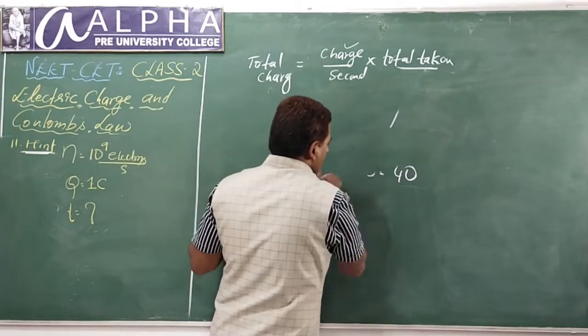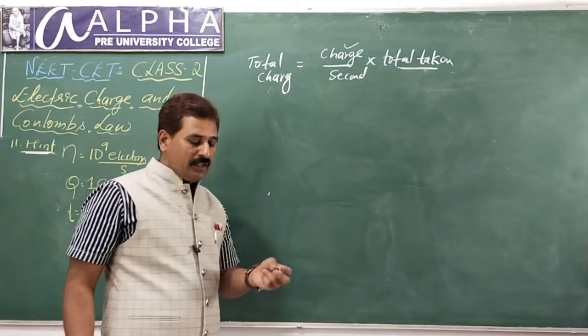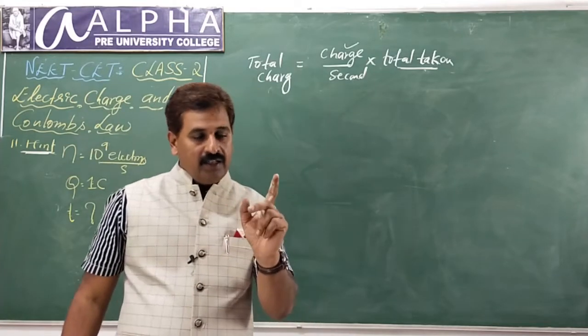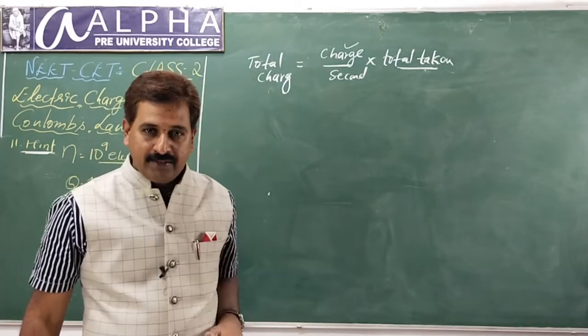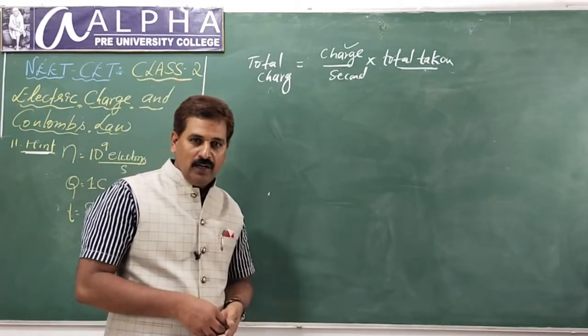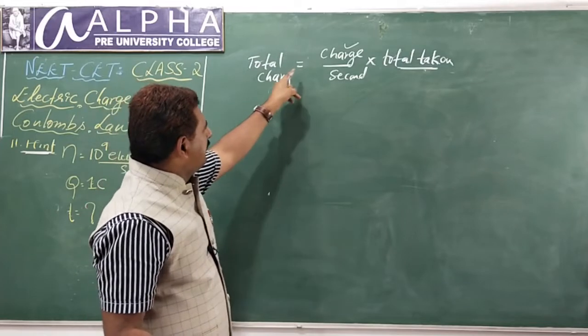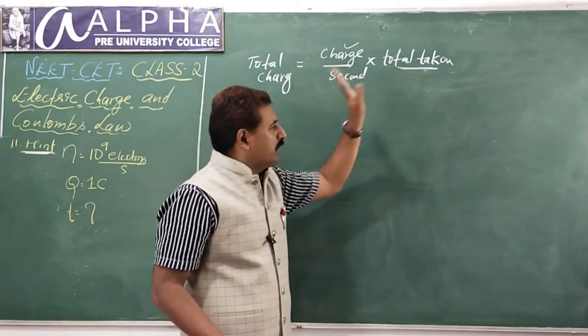Physics problems in CET include concepts of the subject physics, logic and mathematics. These are very simple logic. How do you get this relation? Very simple, common sense. Total charge is charge per second into total time taken.